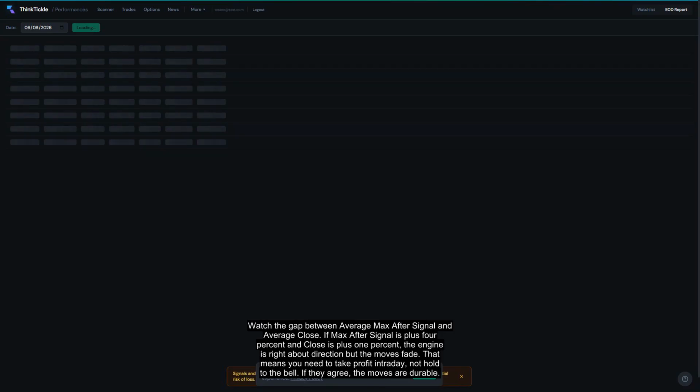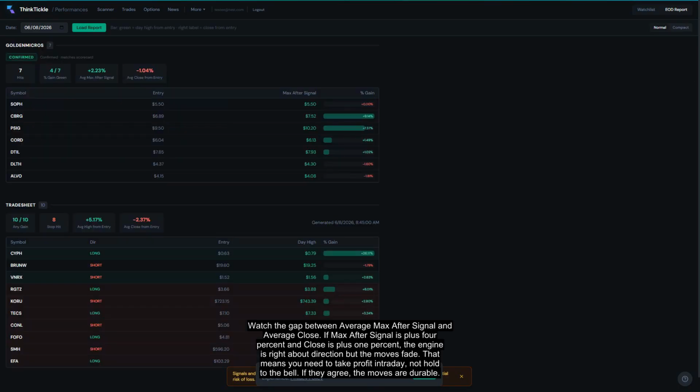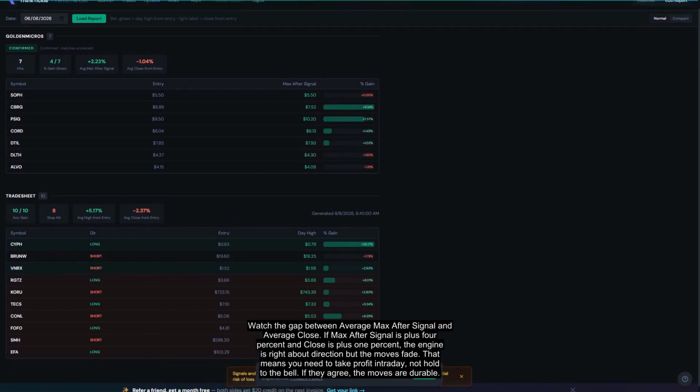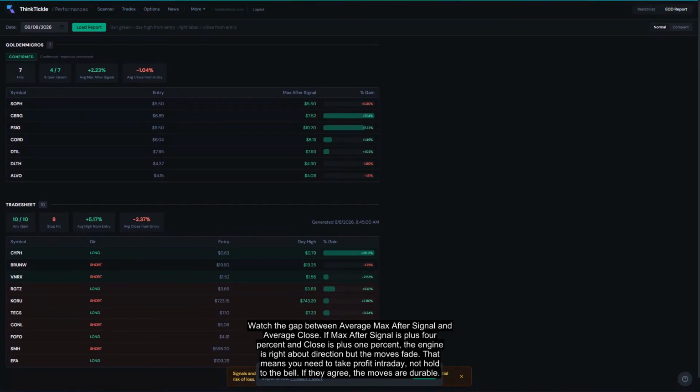Watch the gap between average max after signal and average close. If max after signal is plus 4% and close is plus 1%, the engine is right about direction but the moves fade. That means you need to take profit intraday, not hold to the bell. If they agree, the moves are durable.